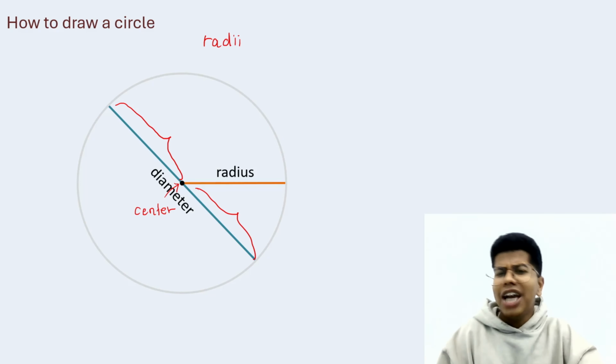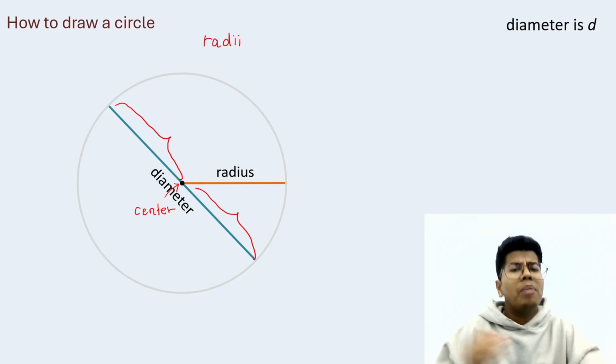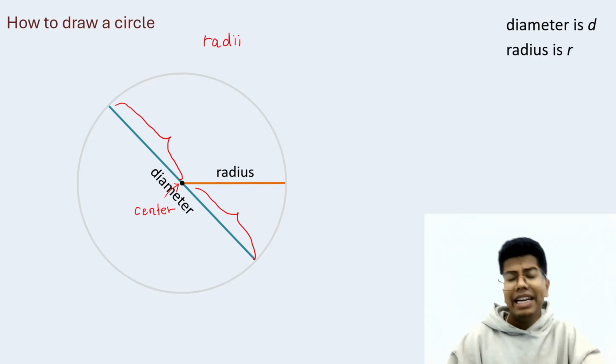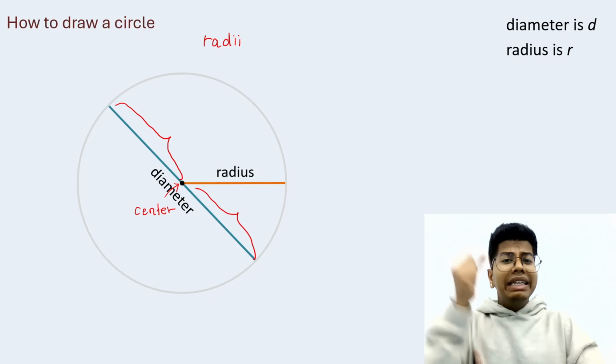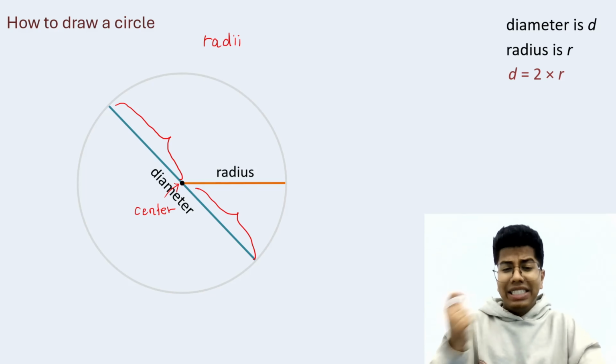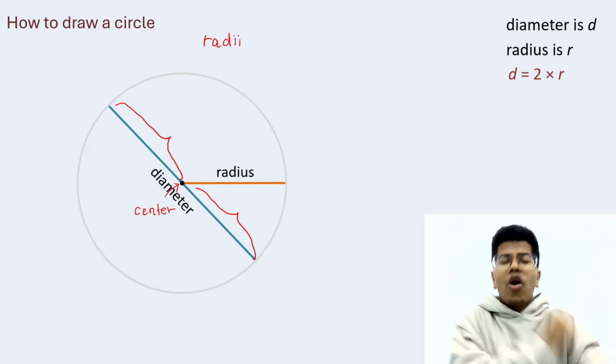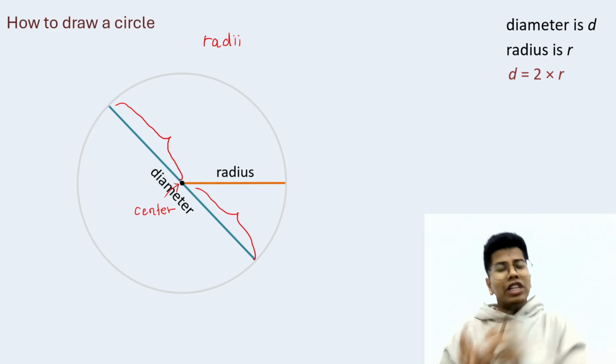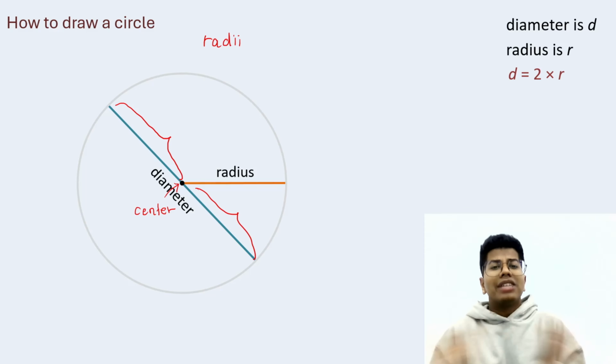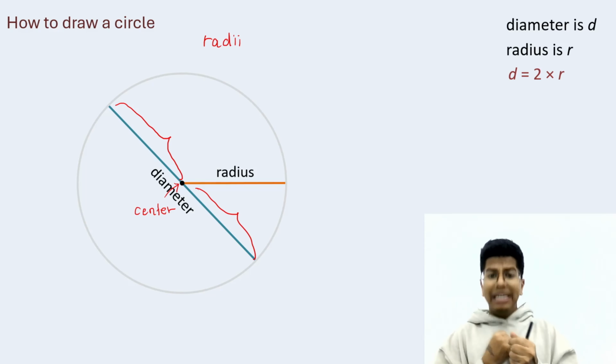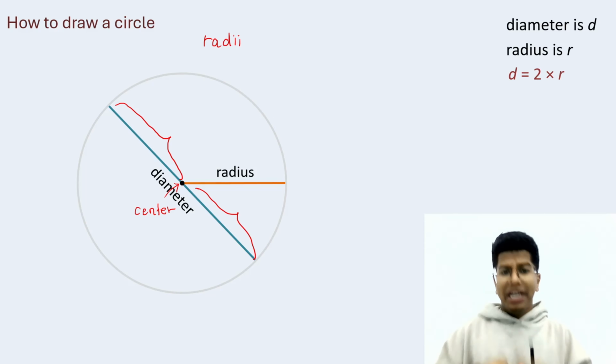So if I write down the relation between the diameter and the radius, with the diameter denoted by D and the radius by R, the relation is D is equal to 2 times the radius. So these are the parameters about circles that we should know: the center, the diameter and the radius.